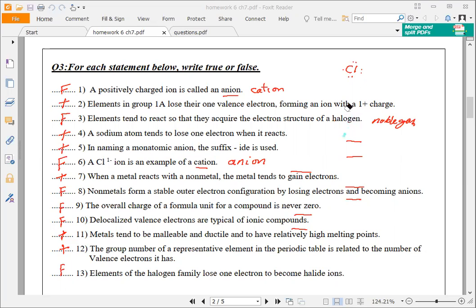Okay, let me first remove this line here. Okay.